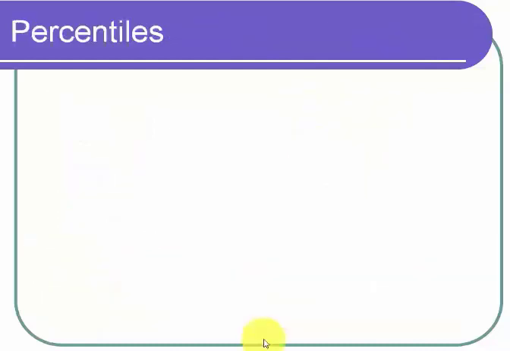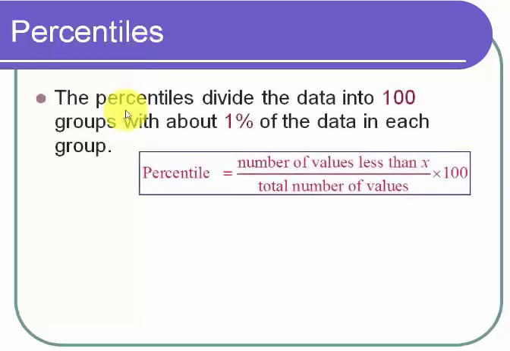So let's move on and talk about percentiles. Percentiles are another way of dealing with the fact that if you don't know anything about the raw score, you can talk about how high or how low it is. The percentile is defined by taking all of the data and dividing it into 100 groups, with about 1% of the data for each group. And the formula is that the percentile is the number of values less than the score divided by the total number of values, times 100.